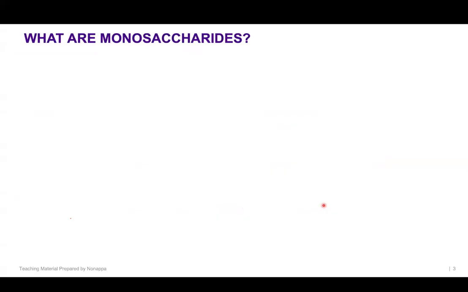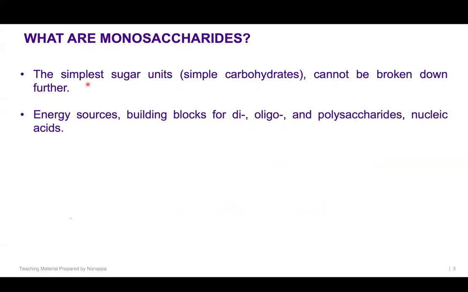What are monosaccharides? Monosaccharides are nothing but the simplest sugar units or simple carbohydrates. We cannot break them further. They are important source of energy, structure, and they're building blocks for disaccharides, oligosaccharides, and polysaccharides, and even nucleic acid structures. So they can be classified, as I said, based on the functional group, as we studied in the previous lecture, aldoses and ketoses, if they have aldehyde functional group or ketone functional group, respectively.